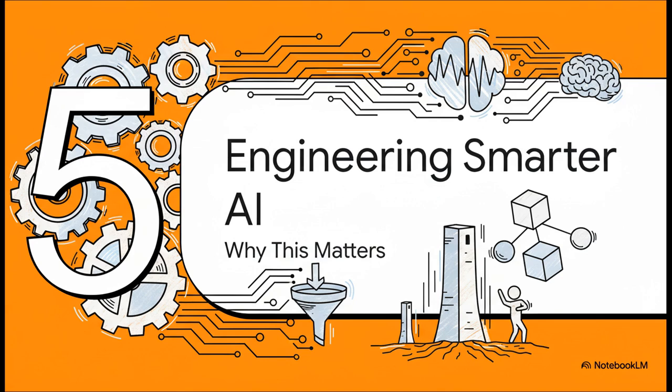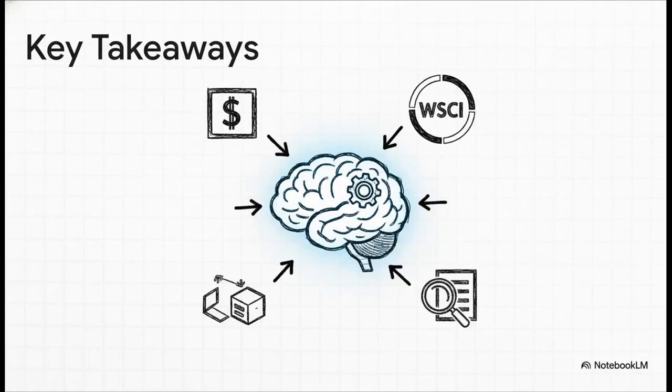Because these aren't just clever programming hacks. These are the fundamental engineering principles that make the difference between a fun little chatbot you play with and a genuinely powerful, reliable AI tool that you can depend on. So, what are the big takeaways here? First, that context window is a limited, expensive resource. You have to treat it carefully.